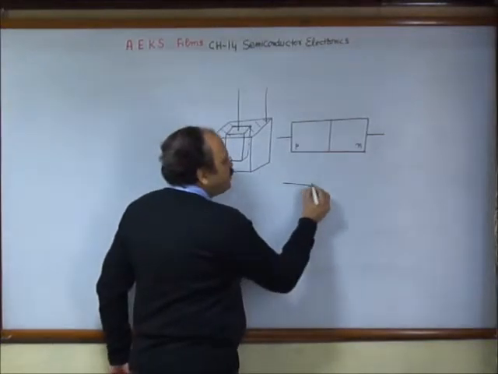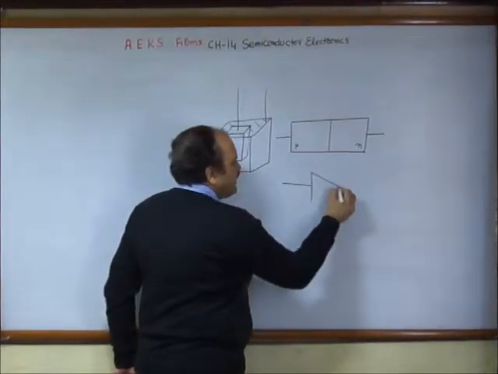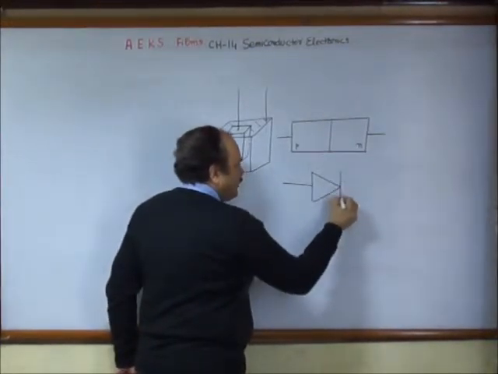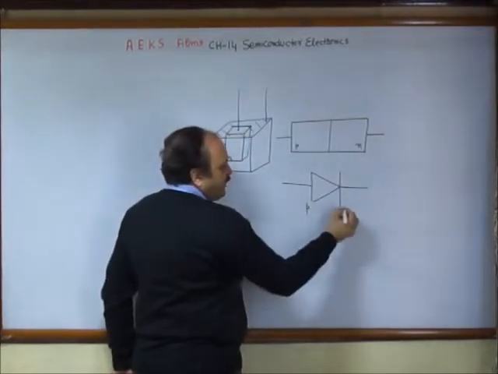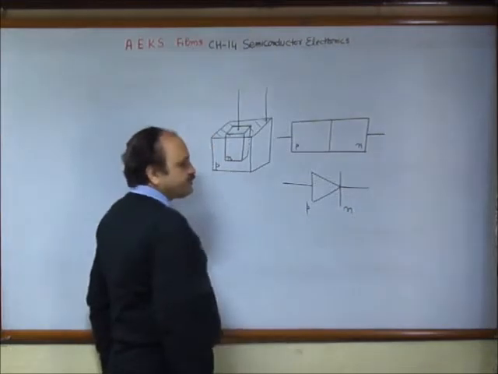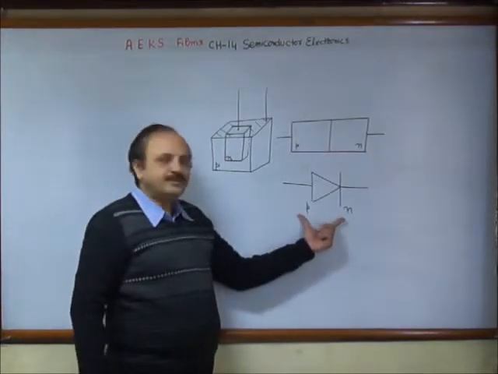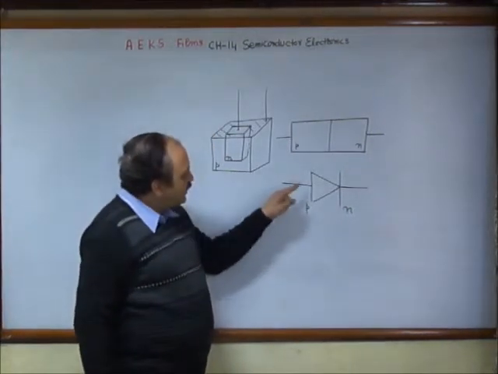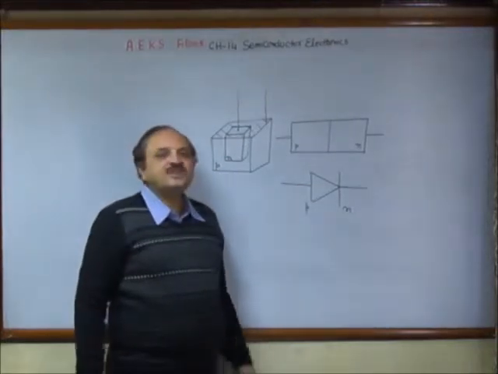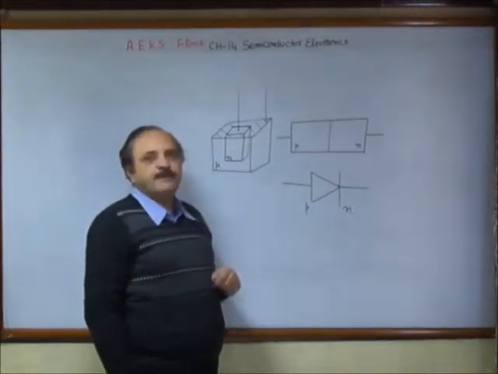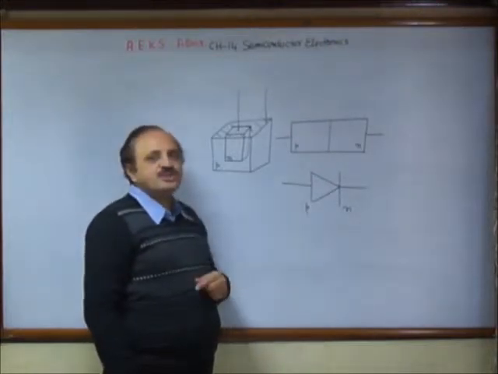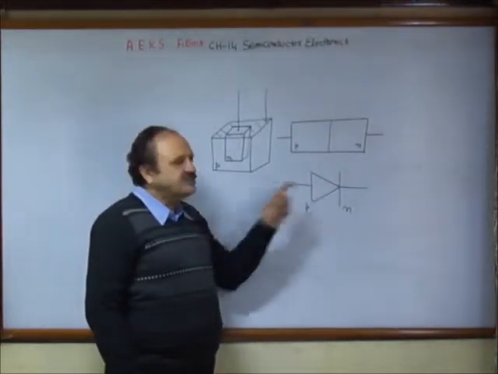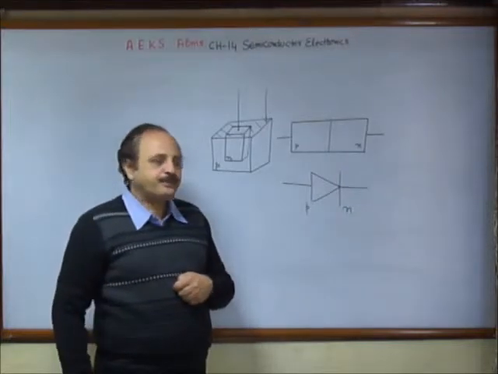The symbol which we use to represent a diode is this one. This region is P type and this region is N type. This arrowhead actually is representing the current which can pass through a diode. We will see during the discussion how the current passes through a diode in one direction.